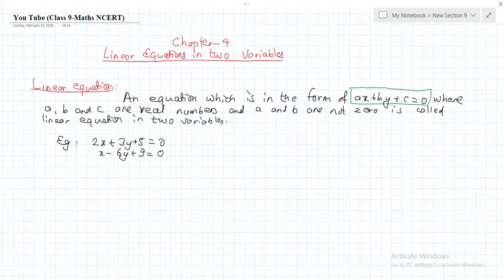Suppose, look at the example 2x plus 3y plus 5 equal to 0. This is in the form of ax plus by plus c equal to 0. Here a is 2, b is 3, and c is 5. So the equation which can be written in this form is called a linear equation. Now let us move to our exercise 4.1. If you have any doubt in the definition, please comment in the comment section. Okay, let us move forward.